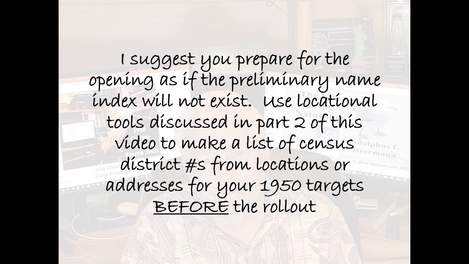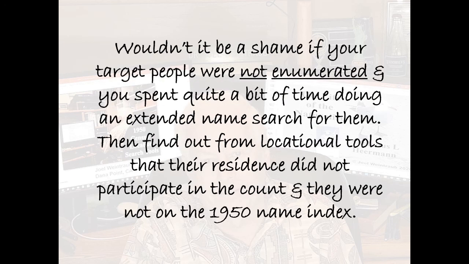I suggest you prepare for the opening as if the preliminary name index will not exist. Use locational tools discussed in video 2 to make a list of census district numbers, ED numbers, from locations or addresses for your 1950 targets before the rollout. So if that preliminary name index doesn't work, you can switch to locational searches. Wouldn't it be a shame if your target people were not enumerated and you spend quite a bit of time doing an extended name search for them when you can find out from locational tools that the residents did not participate in the count and they were not on the 1950 name index?